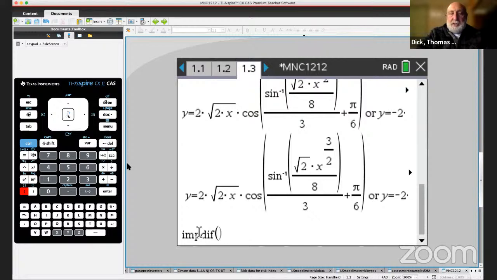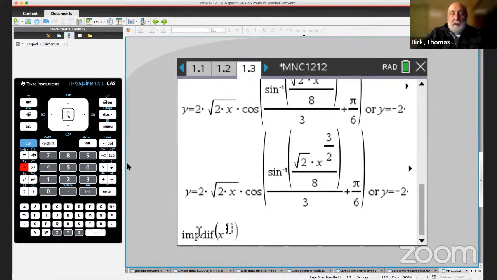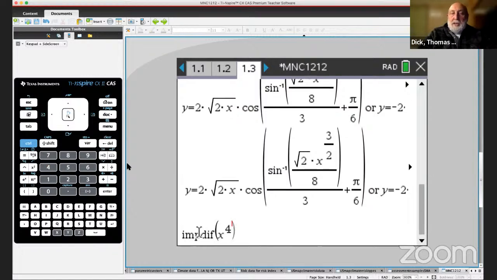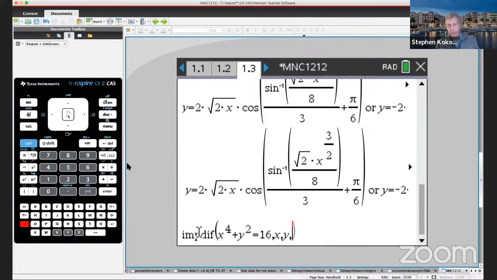x to the 4th plus y squared equals 16, I believe. And I want to do an implicit derivative. So we'll take the derivative with respect to x. We're doing dy/dx, so I'll put in the y for the dependent variable. But an optional argument here would be, if you actually want the second derivative implicitly, you can just put the order in here. So it'll go directly to the second derivative.